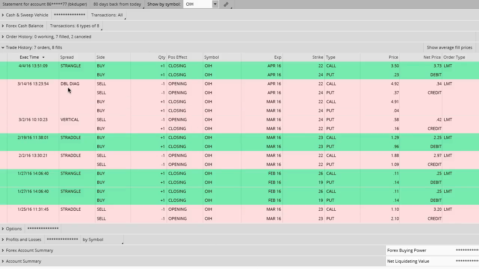So again, here's our double diagonal order. We closed out of the March position with the 24 calls, the 22 calls, and the 24 puts. Entered the exact same strikes in April. So these are the new opening trades. And again, you can see that credit that we took in of $34.